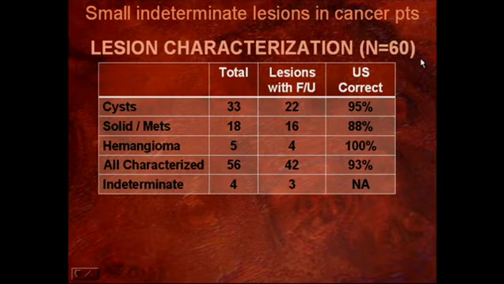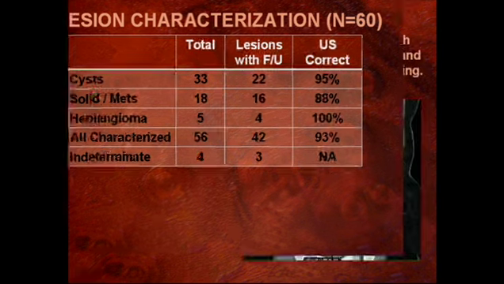Then of the 60 lesions that were actually identified and detected sonographically, these are the results of the lesion characterization. If you look at this row here, of all lesions that were characterized, sonography was correct in 93%. It was correct in 95% of the cysts, in 88% of the solid metastases, and in 100% of the hemangiomas. So the bottom line from this study is that small indeterminate lesions seen on CT in cancer patients should undergo sonography for further lesion characterization.